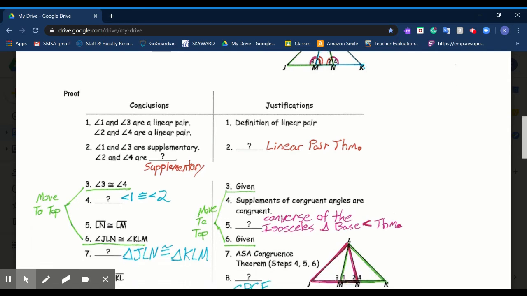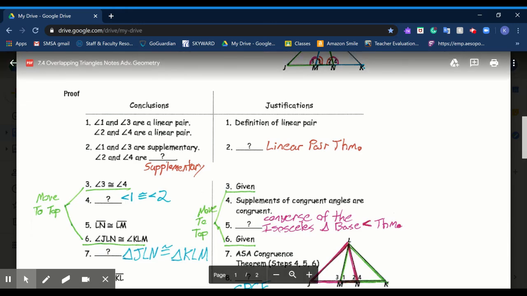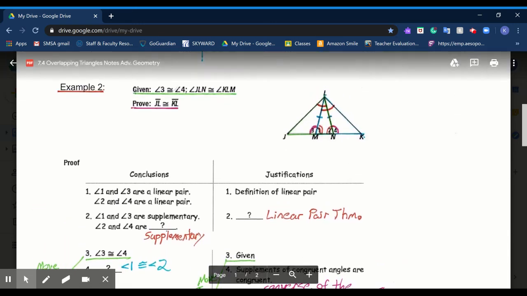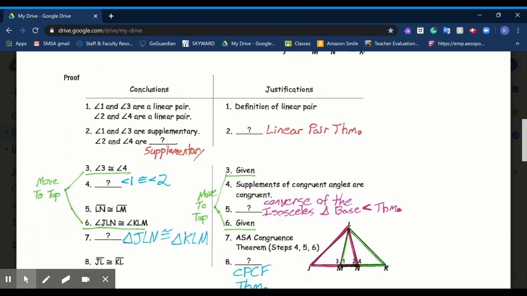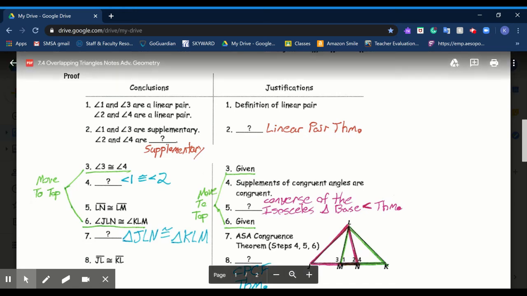Then the next part, they established segment LN was congruent to segment LM. This would be the converse of the isosceles base angle theorem, because if we look up here, we then have an isosceles triangle in this case, based on the fact that these two angles are congruent. So we can say these two segments are then congruent based on the converse of the isosceles base angle theorem.